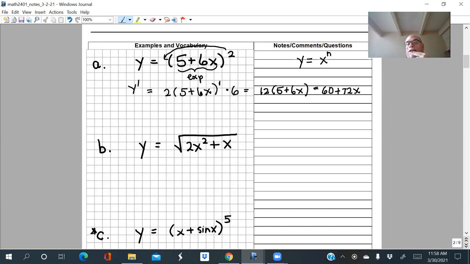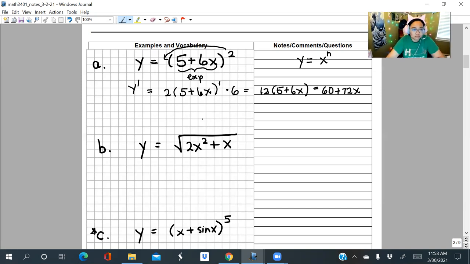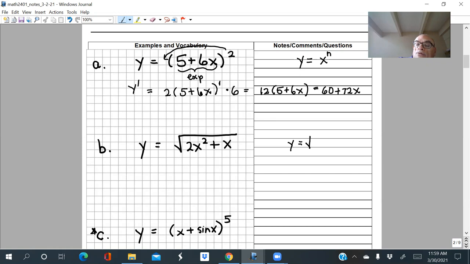All right, let's try that again, okay? Let's look at finding the derivative of this function, the square root of 2x squared plus x. Notice that kind of looks like this function, square root of x, right? Except instead of taking the square root of just plain simple x, now you're taking the square root of this more complicated expression. Not just plain x, but 2x squared plus x.